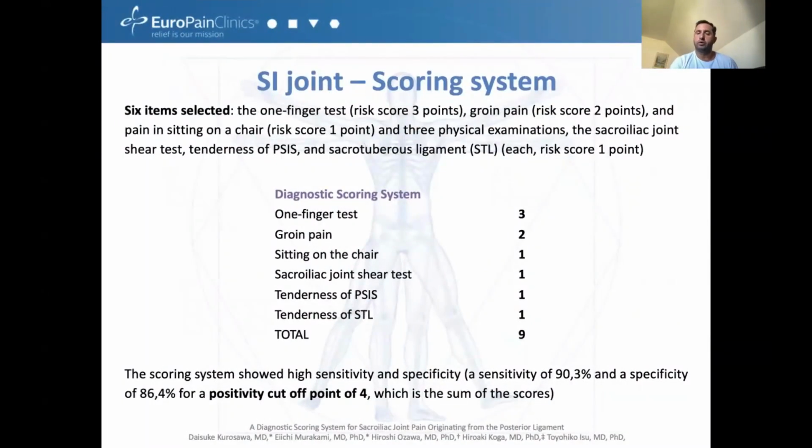A scoring system also exists for the diagnostic process. You see on this what you can use for that, and then a positivity cutoff point of 4 can give you a high chance that the diagnosis you're facing is sacroiliac joint.